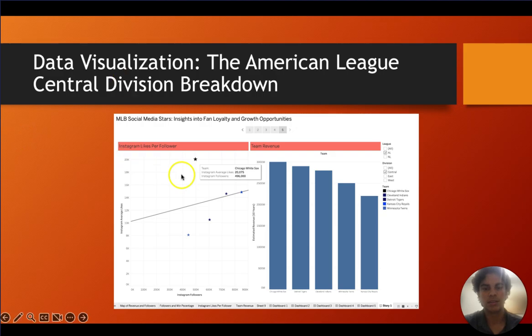And then here we can see when it comes to engagement in this division, there's one outlier throwing off the entire trend line, and that's the Chicago White Sox. They are averaging 20,000 likes per Instagram post when their Instagram followers are fourth in the division. So that's really encouraging for them that their fans are engaging with their media.